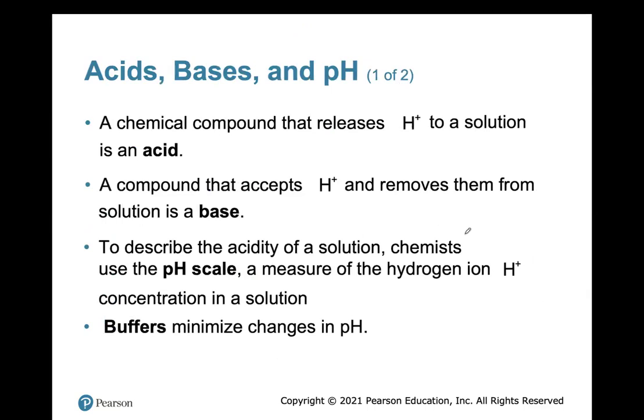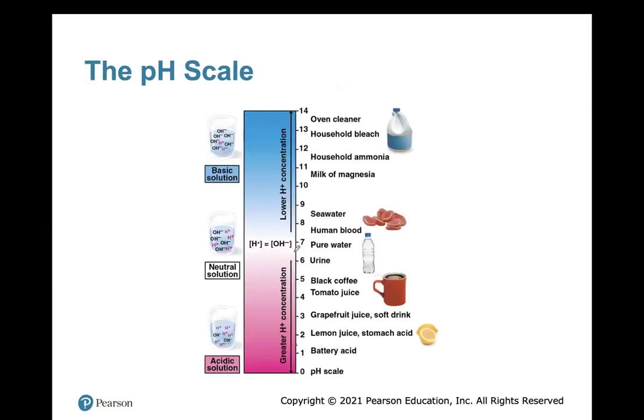A chemical compound that releases hydrogen ions into a solution is called an acid. A compound that accepts hydrogen ions and removes them from a solution is called a base. To describe the acidity of a solution, chemists use the pH scale, which is a measure of the hydrogen ion concentration in a solution, and a buffer minimizes changes in pH. So here we have the pH scale. Pure water is 7, so a completely neutral solution would have equal amounts of hydroxide and hydrogen ions.